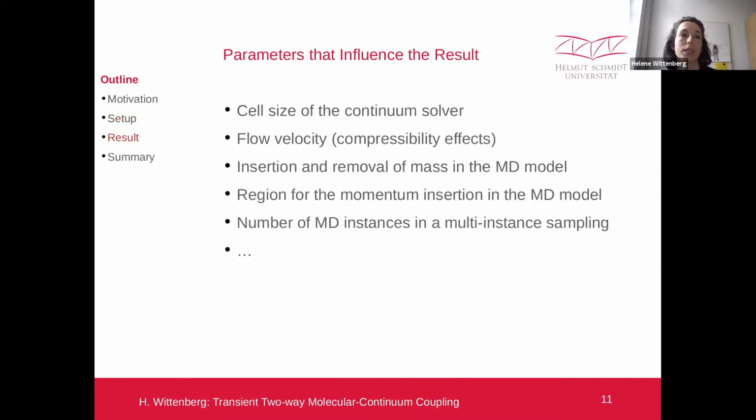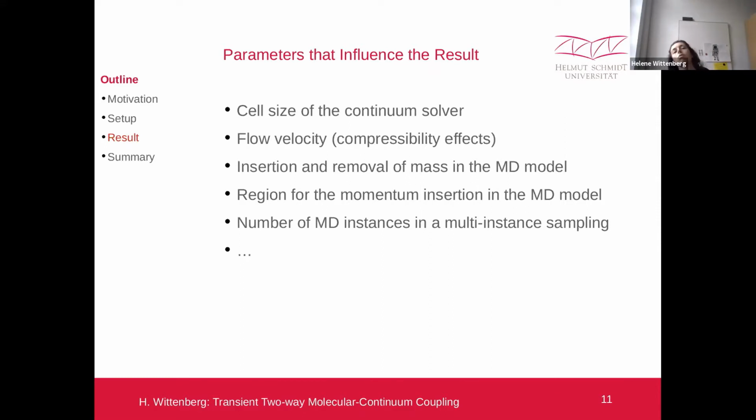Okay, so let's move on to the results. Therefore, I'm first going to present some parameters which influence the results from the coupled simulations. There is the cell size of the continuum solver. Since we have to sample the data from the particles to send it to the continuum, we have to use the particles and get one value out of it. And thereby, if we have a bigger cell, we will use more particles and thereby get smoother values. So smoother usually also means better results.